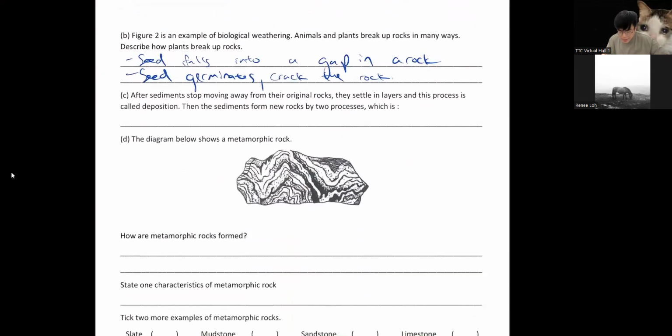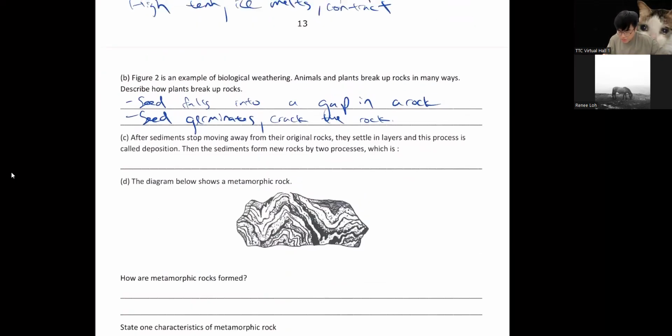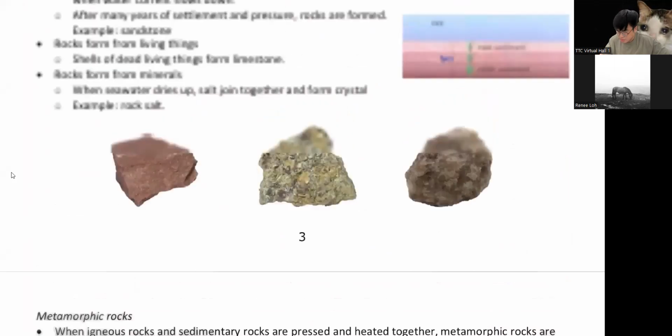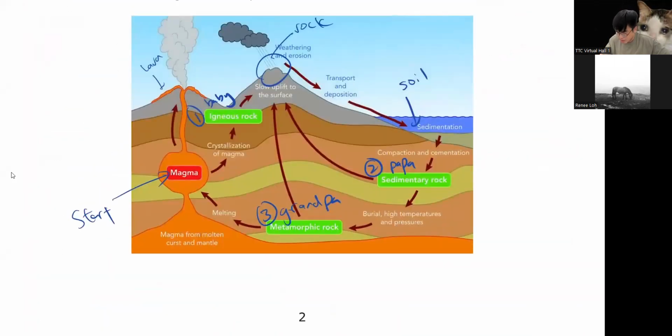So C, after sediments stop moving away from the original rock, they settle in layers, and this process is called deposition. Deposition is the pressing down. Then the sediments form new rocks by two processes, which is, this one I also forgot already. Because it's not in the syllabus, I guess. The two processes I think is over here. Are they compaction and cementation?